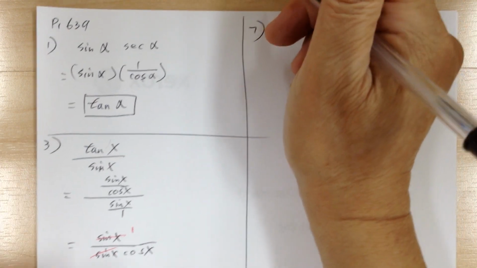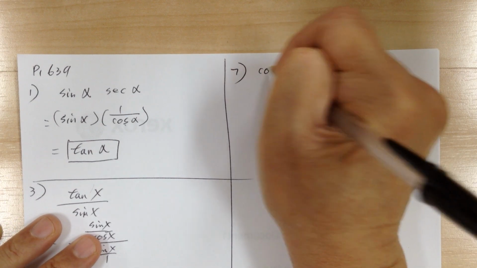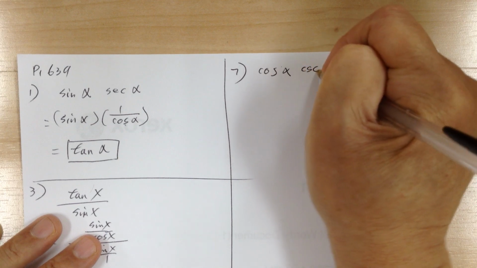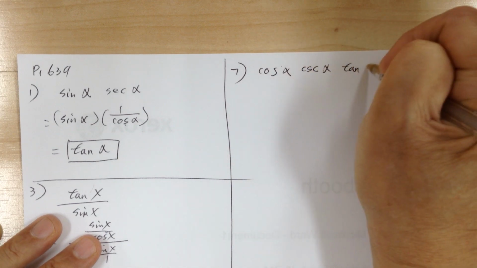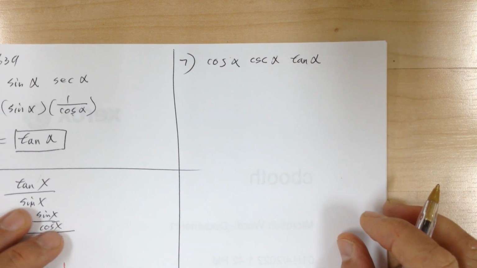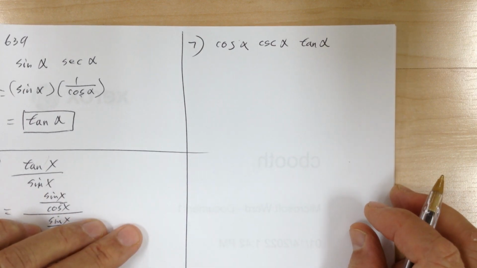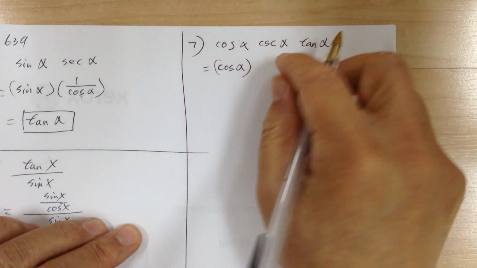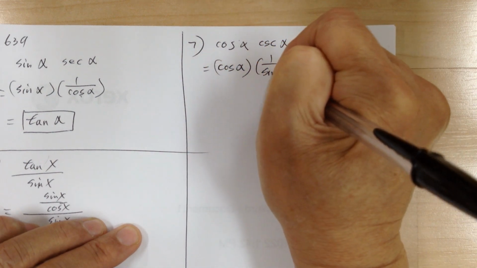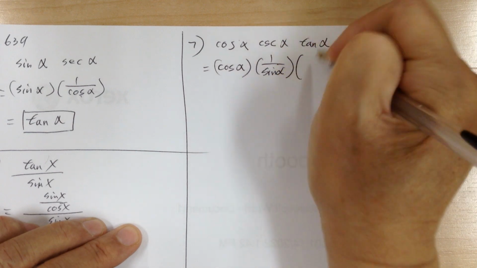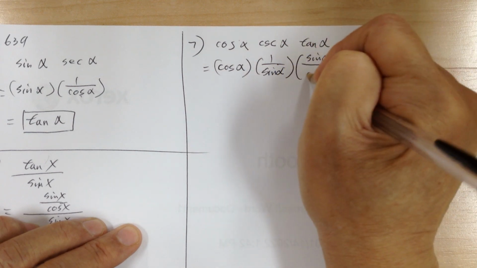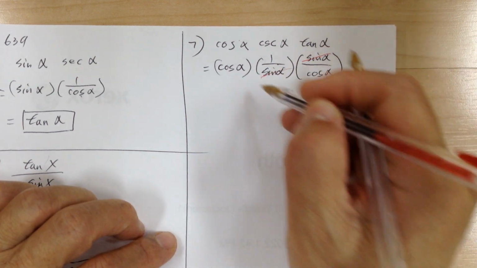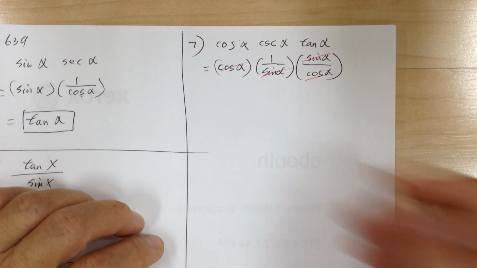Number 7. Cosine of alpha, cosecant of alpha, tangent of alpha. Again, when problems get complicated, just make everything sine and cosine. So this is equal to cosine alpha. Cosecant is 1 over sine. Tangent is sine over cosine. Now if you notice, this will cancel out, and this will cancel out, so the answer will equal 1.